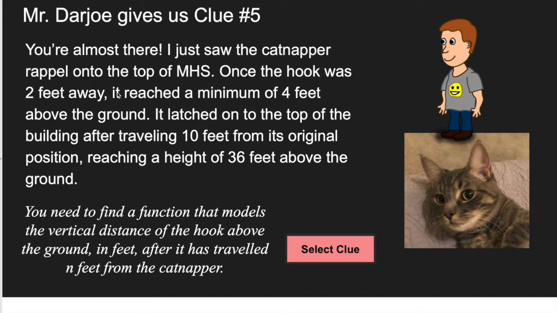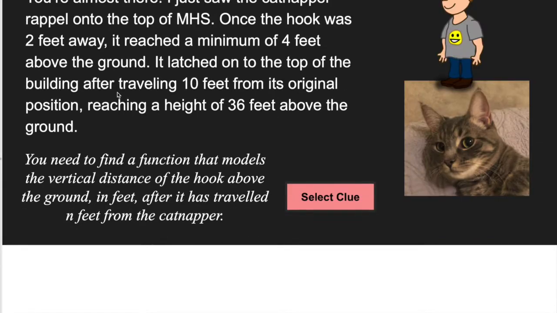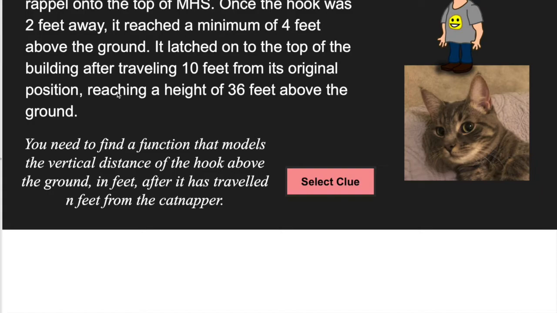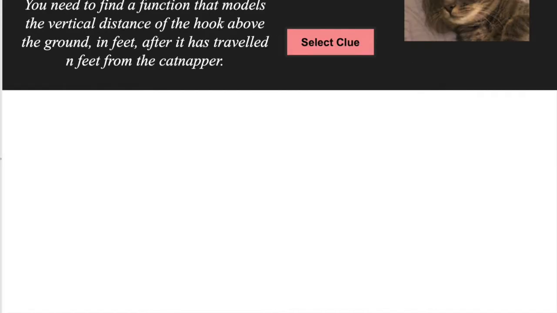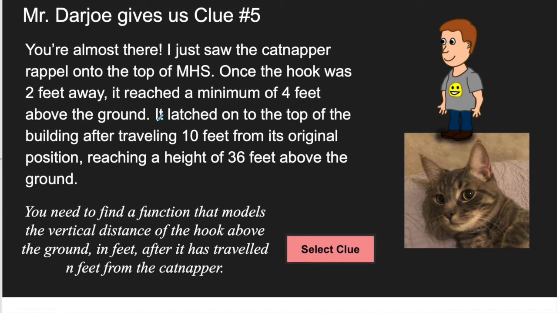You need to find a function that models the vertical distance of the hook above the ground in feet after it has traveled n feet from the catnapper." He saw the catnapper. Nice. Okay. So, here we go. So, here's what we've got.